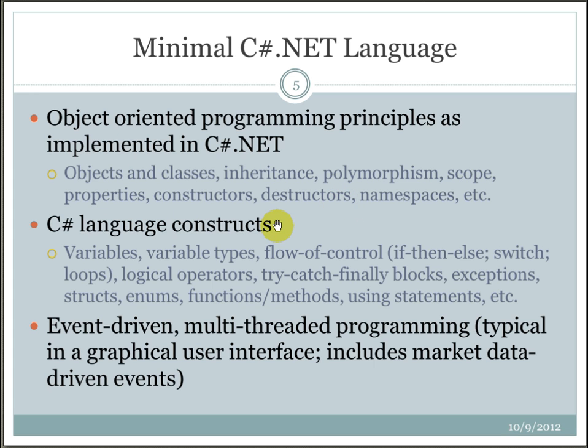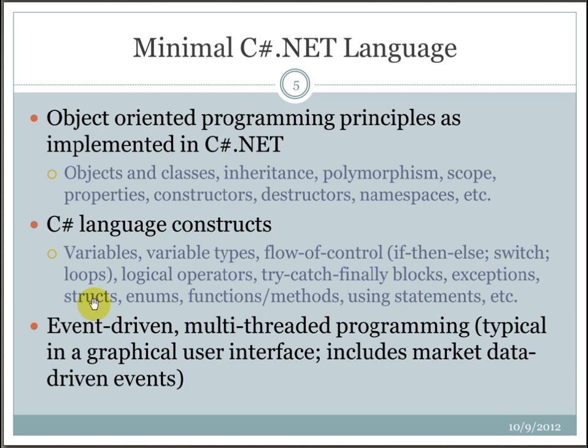And then you want to know some of the C# language constructs. You don't need to know everything, but you need to know what variables are. How do you declare variables? They're strongly typed in C#. And what are the different types? And then you'll need to know some of the flow of control constructs there. If then else, how is that implemented in C#? Switch statements, looping, how do you do that? The logical operators. Is this greater than that? Is this equal to that? Those type of operators. Try, catch, finally blocks, which deal with exceptions. When and how do you use those?